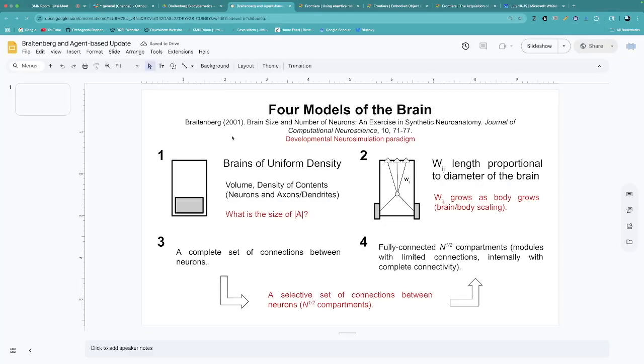And this is a slide I made up of these 4 models of the brain. So in black is from this paper we just talked about. And then in red is the way that this is dealt with in the developmental neurosimulation paradigm. And if you're interested in more about this, we have a series of papers on our website that have been published in various places that go over some of these concepts. And so developmental neurosimulation addresses all four of these models in different ways.